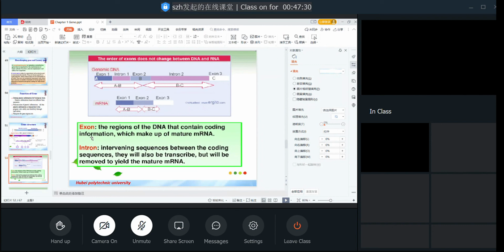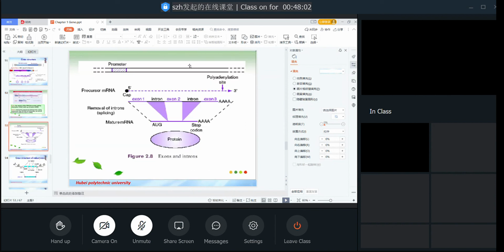They will also be transcribed, but will be removed to produce the mature mRNA. This is a split gene. The coding sequence is the exon. The non-coding sequence is the intron. This is easy to understand.